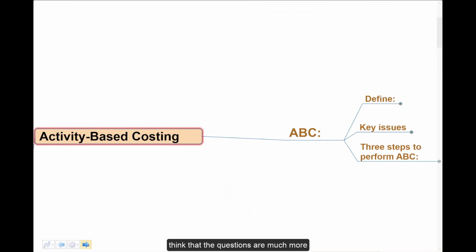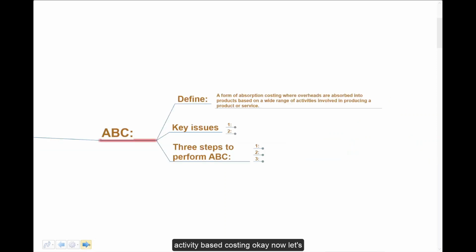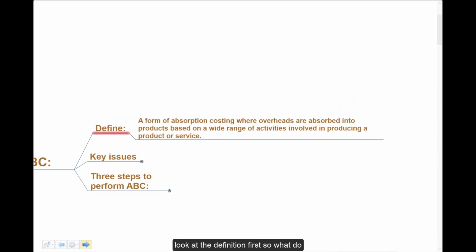I also think that the questions are much more straightforward. So this first area of an alternative method to cost units or cost of product is ABC, activity-based costing. Okay, now let's look at the definition first. It's a form of absorption costing, but certainly not as complex, where overheads are absorbed into products based on a wide range of activities involved in producing a product or service.